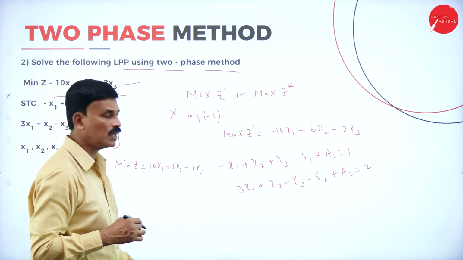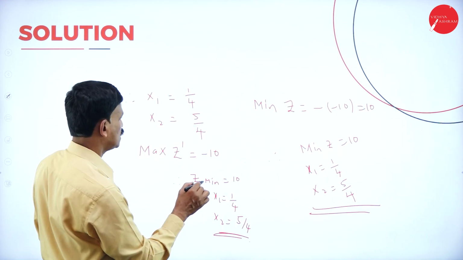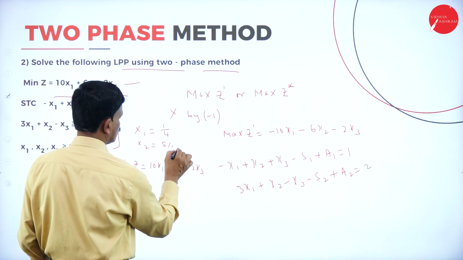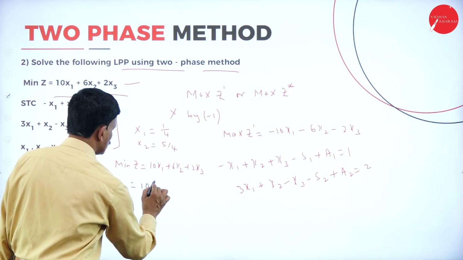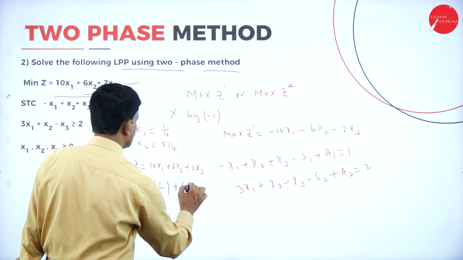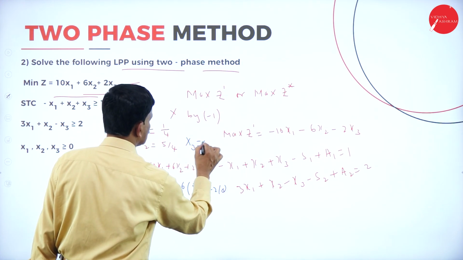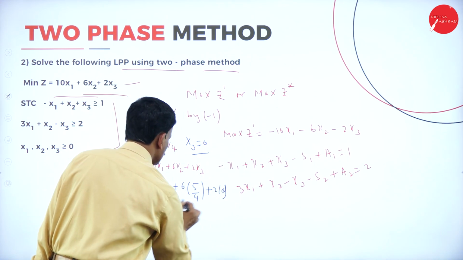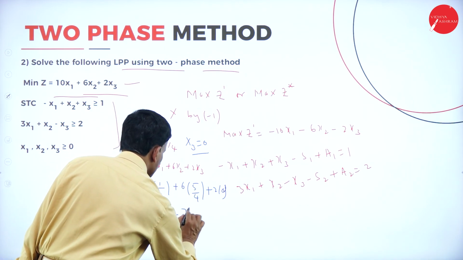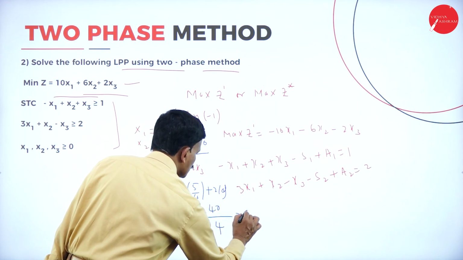If you substitute the values of x1 and x2, x1 is 1 by 4, x2 is equal to 5 by 4. This is equal to 10 into x1 which is 1 by 4, 6 into x2 which is 5 by 4, and 2 into x3 which is 0. Here x3 is not there, x3 is 0. So we can write 10 by 4 plus 5 6s are 30 by 4, take LCM 4, that's 40 by 4, that's equal to 10.